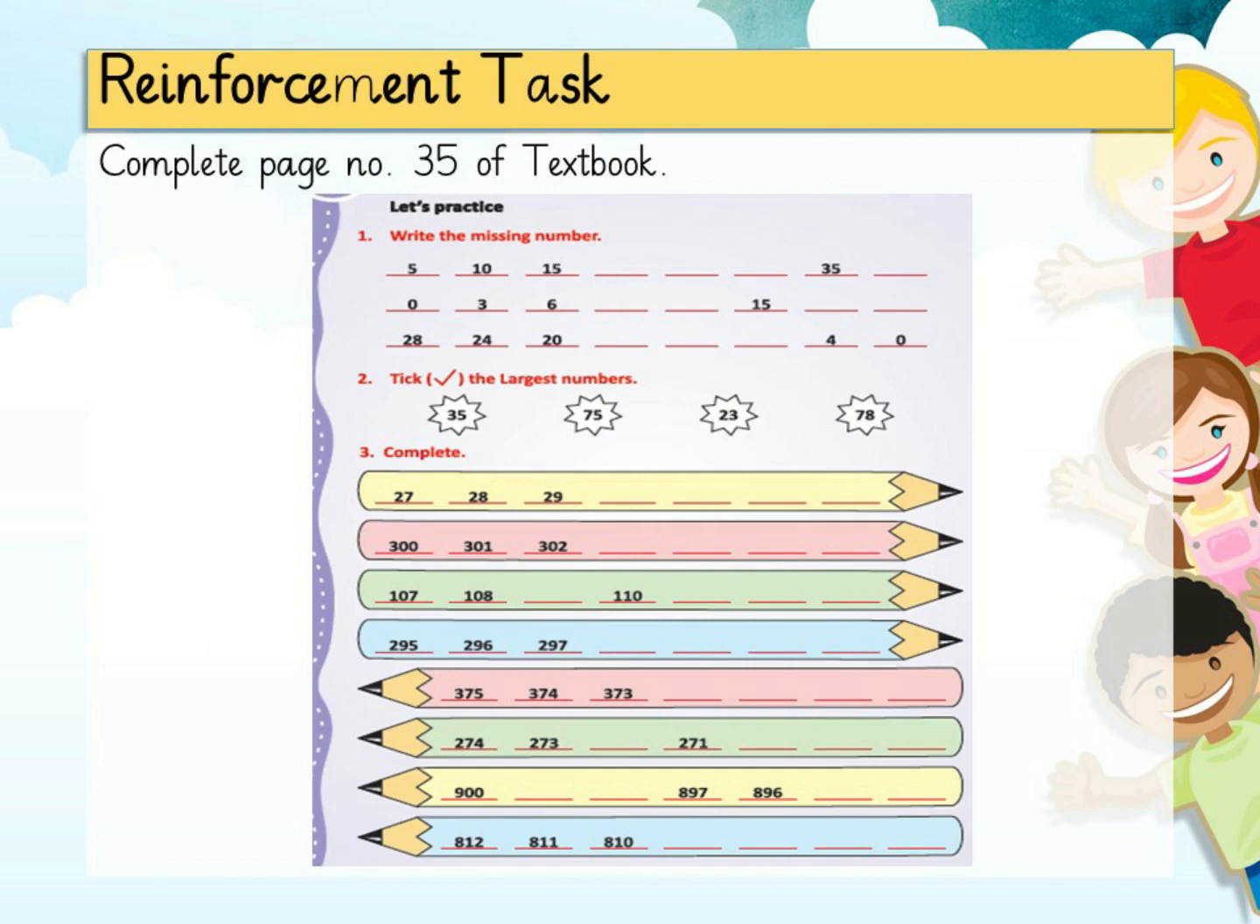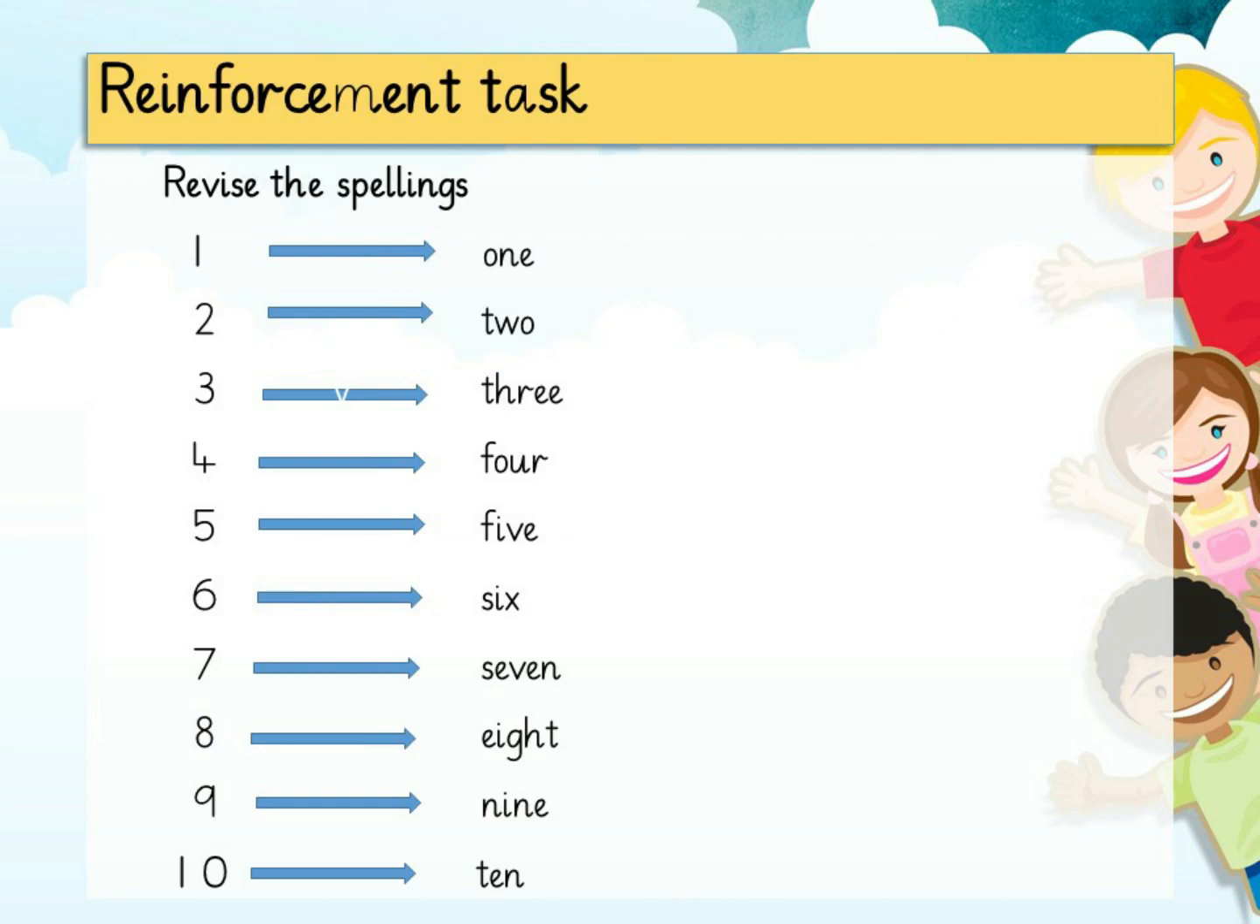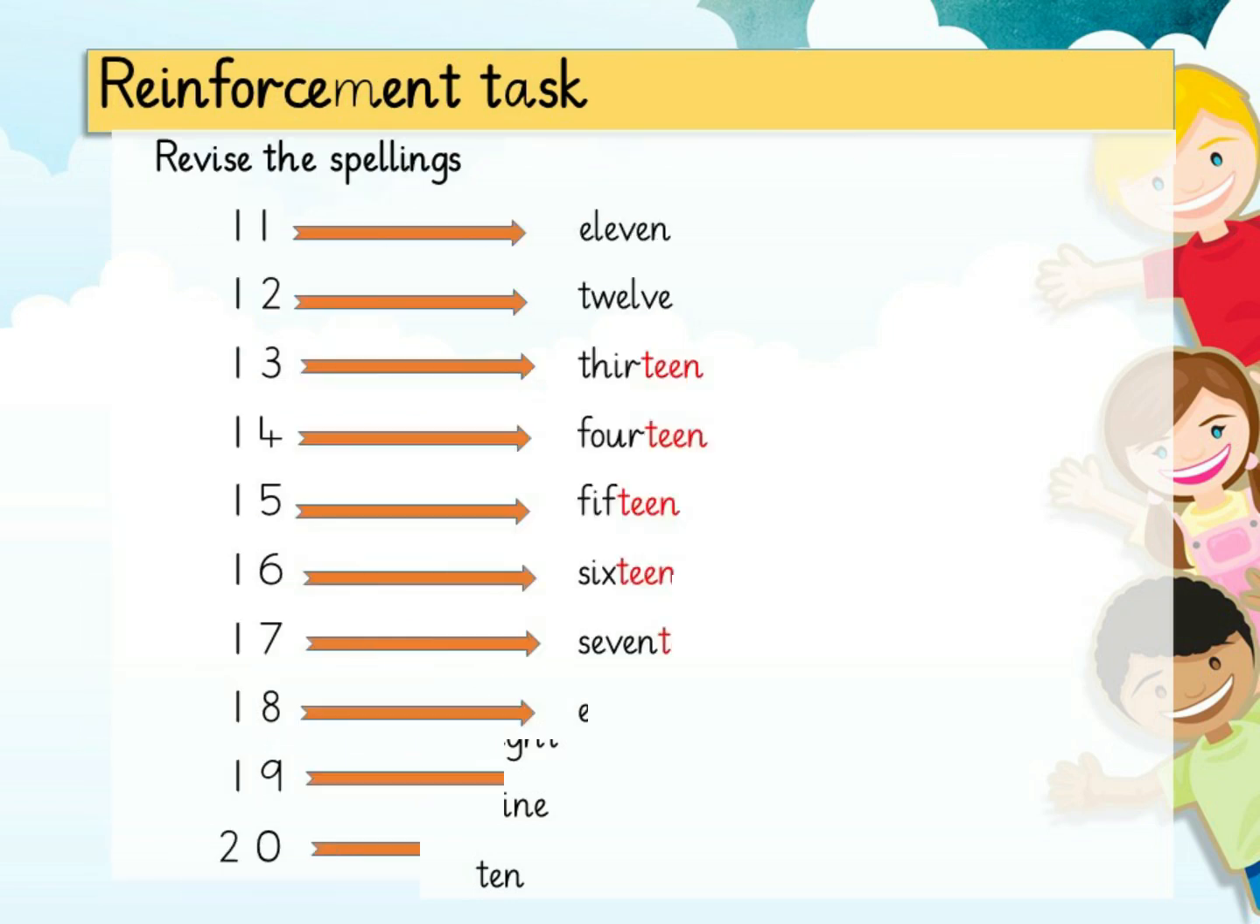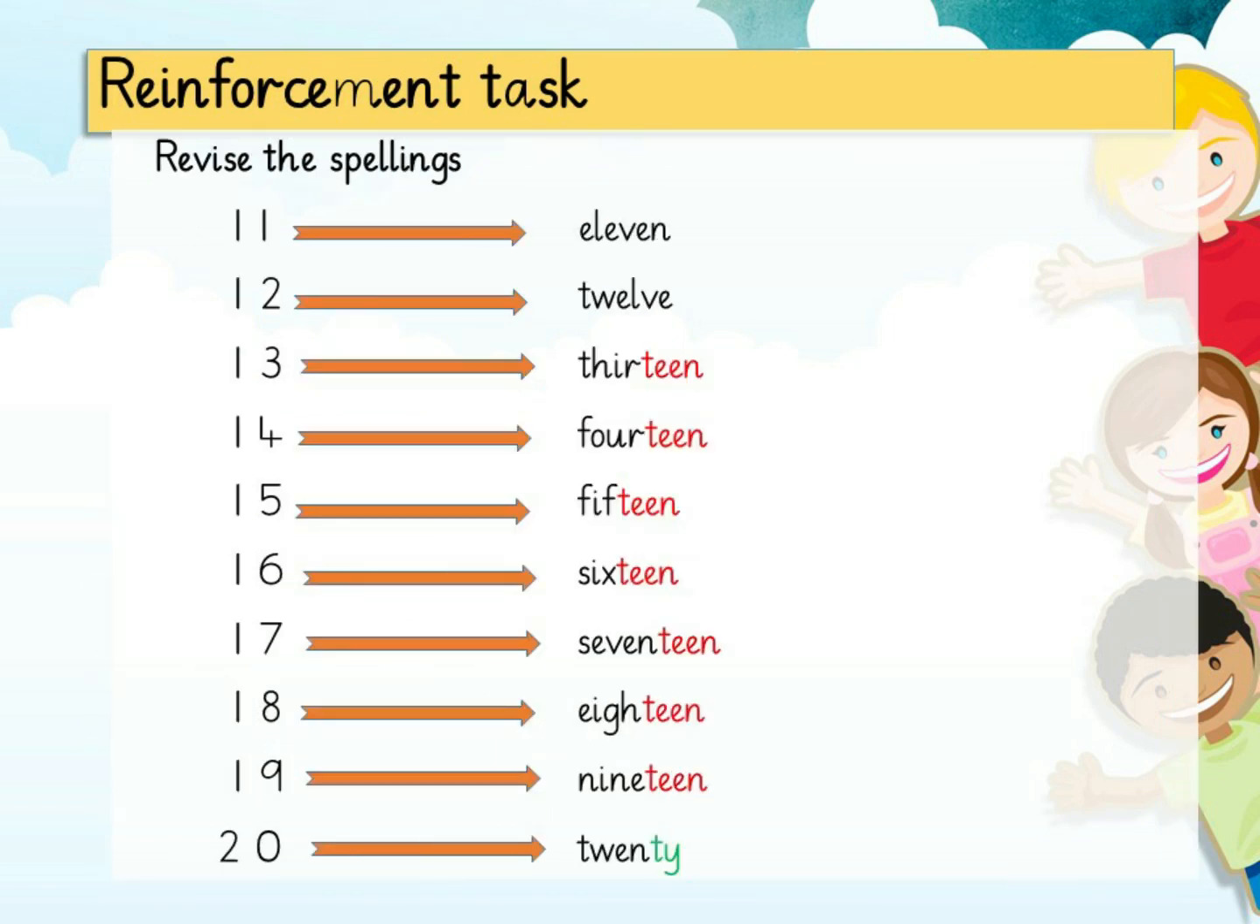Moving onward towards the reinforcement task. Children, you have to complete page number 35 of the textbook, which is also shown in the slide. Continuing with the reinforcement task, you need to revise the spellings from 1 to 10. This is nothing new for you. You have already done it in previous classes as well. Moreover, revise the spellings from 11 to 20 as well. So take care and study well.